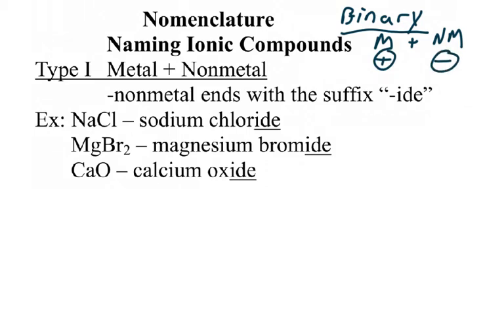When we name the compound, you will see that the metal's name stays the same. However, the nonmetal, we're going to change so it ends in IDE. It will adopt the suffix "ide." So sodium and chlorine would become sodium chloride. Magnesium and bromine would become magnesium bromide. Notice the "ide" gets adopted when the ionic bond forms. Calcium and oxygen will become calcium oxide.